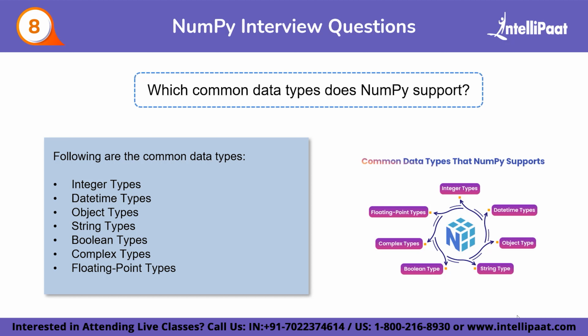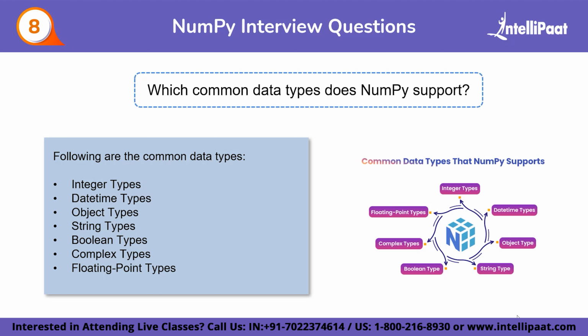Then we have datetime types. It is used to handle dates and times, enabling time series analysis. Then we have object types. It can store any Python object, making them versatile but less efficient. And then we have string types, which can store text data like my name, suppose, or anybody's name or any variable name, and it is represented as fixed length strings.